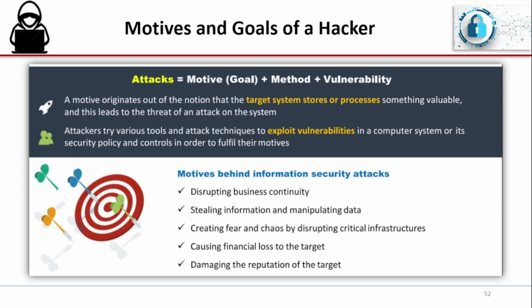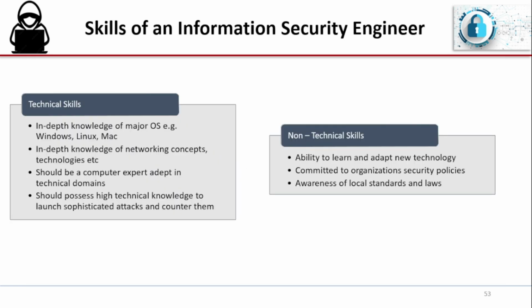Then skills. There are two types of skills which an information security engineer, a positive person, should have. One is technical skills. He should have in-depth knowledge of major operating systems, Windows, Linux, Mac, and in-depth knowledge of network concepts and technologies. He should be a computer expert, adept in the technical domain, and possess high technical knowledge to launch sophisticated attacks and counters. We will teach you all of that, so stay connected on our channel.